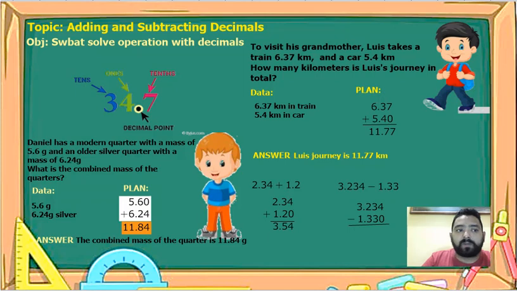4 minus 0, remember it's subtraction, so it's going to be 4. 3 minus 3, 0. 2 minus 3 we cannot, so we are going to take 1 from this one, so it's going to be 12 minus 3 gives us 9, and this one needs to be 2. 2 minus 1 gives us 1, and it's going to be 1 point. Remember, the point needs to be lined up. And finally, your answer is going to be 1.904.